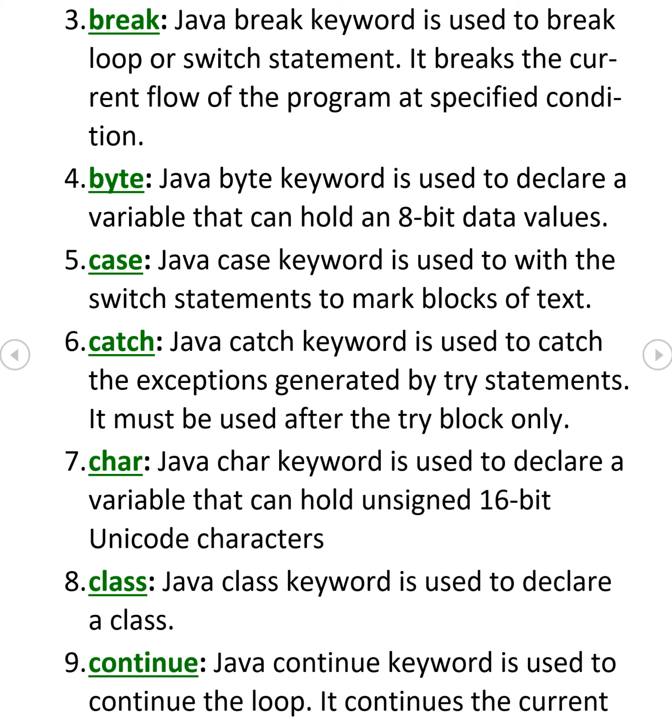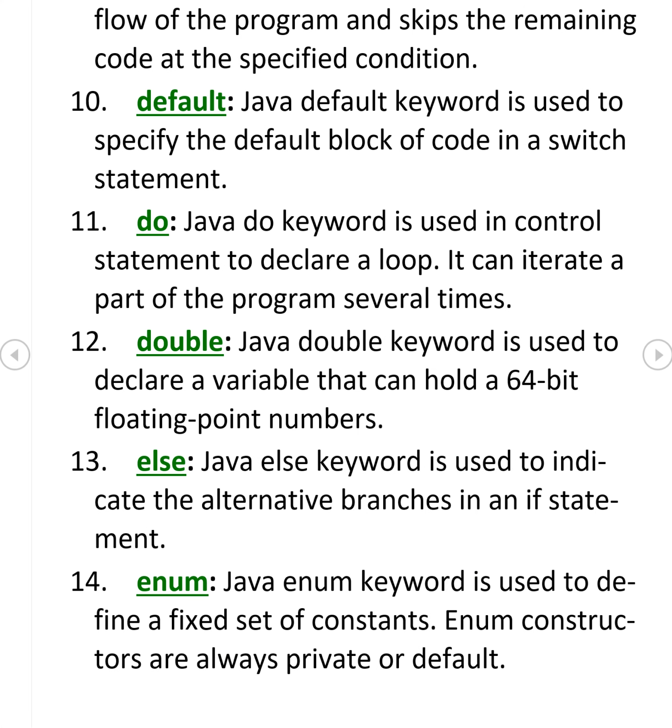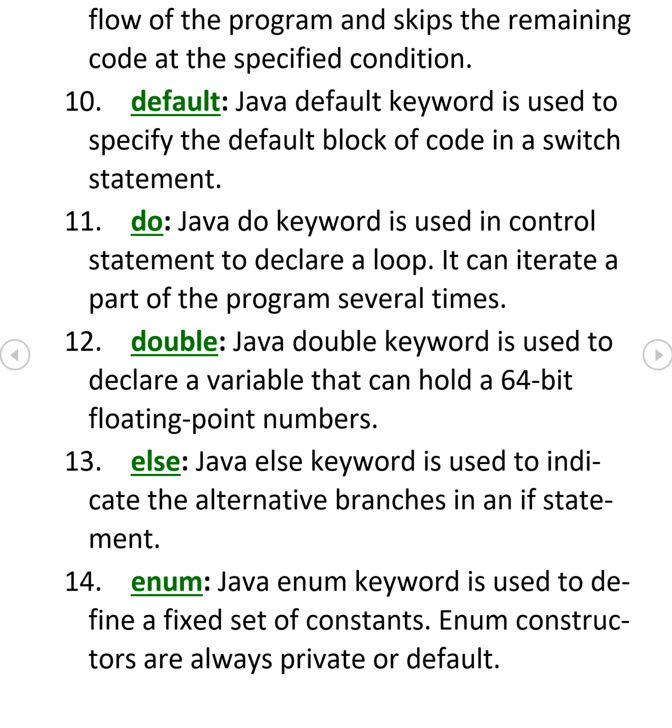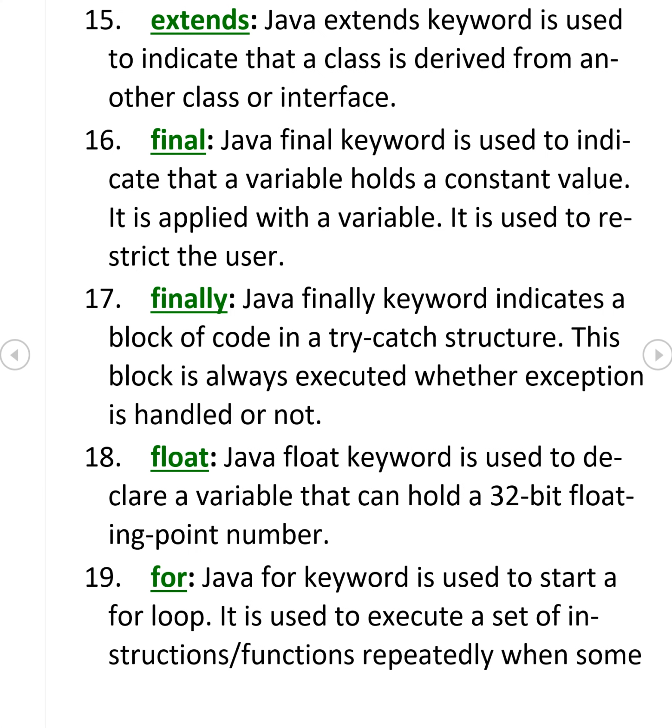We have break. We already know break from C++. We know byte, case, catch, char, class. Class we know from C++. Class is a keyword that we use to declare a class. So before the class name, we write the class keyword in small letters. Continue we know from C++, default we know, do we know, double we know, else too. Enum is a new thing in Java. When we want to write a fixed set of constants, then we construct an enum, and it should always be private and default.